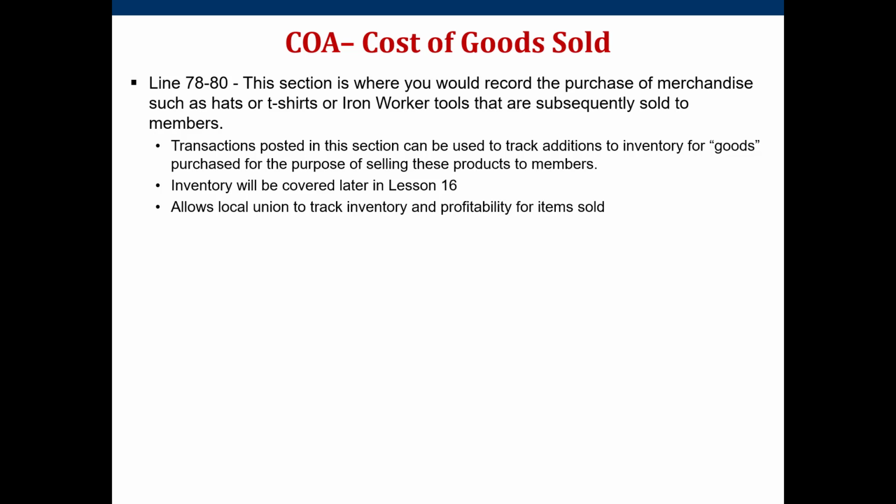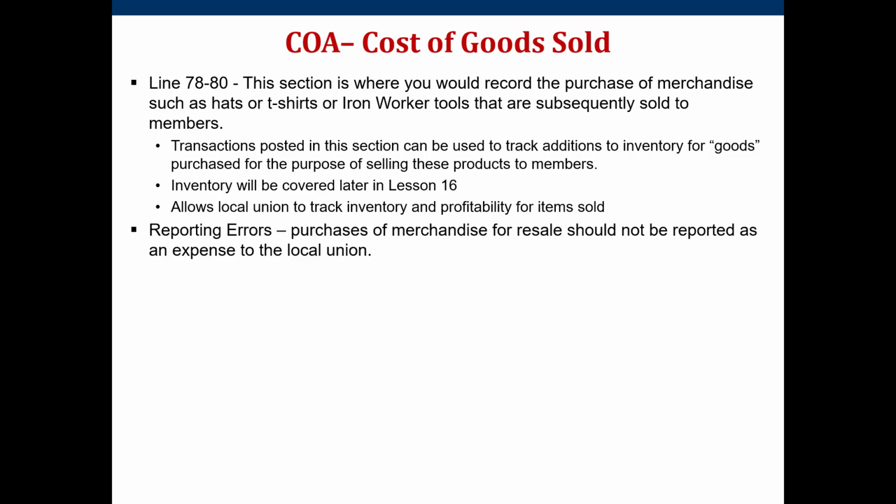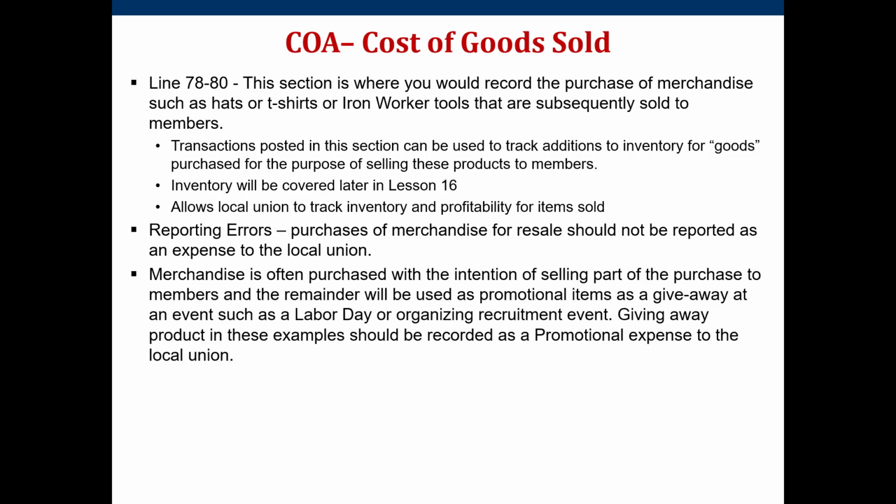Reporting errors occur if the local union would report the purchase of the merchandise for resale as an expense for the local union. Merchandise is often purchased with the intention of selling part of that purchase to members and the remainder to be used as promotional items in a giveaway at an event such as a Labor Day event or an organizing recruitment event.